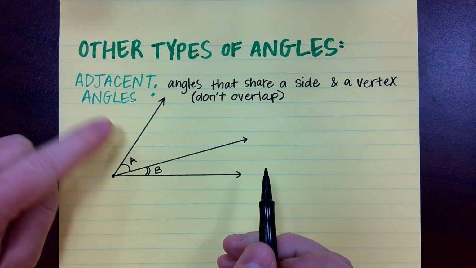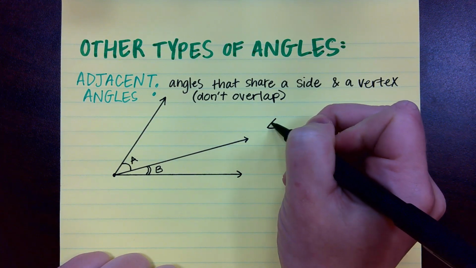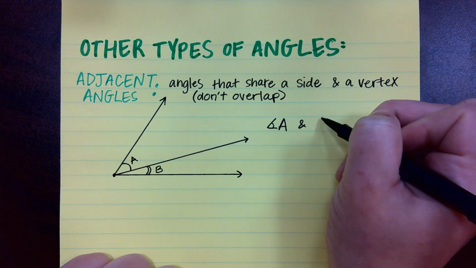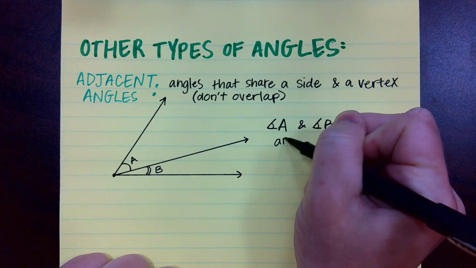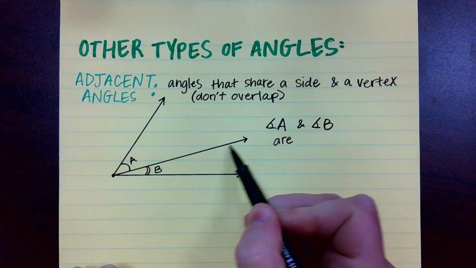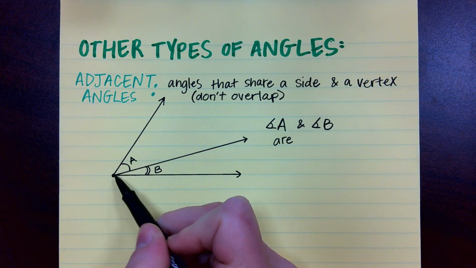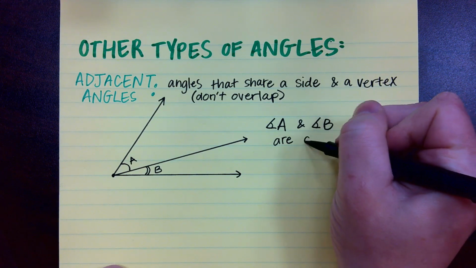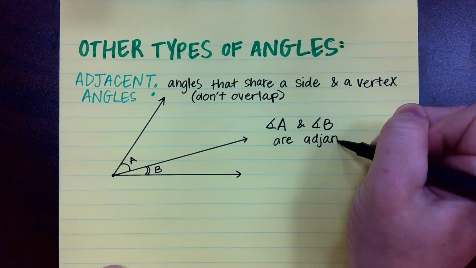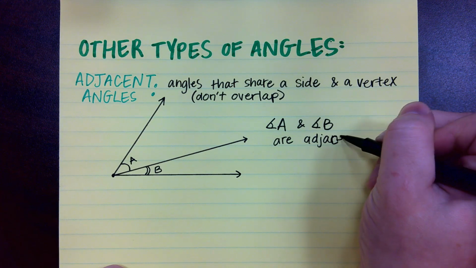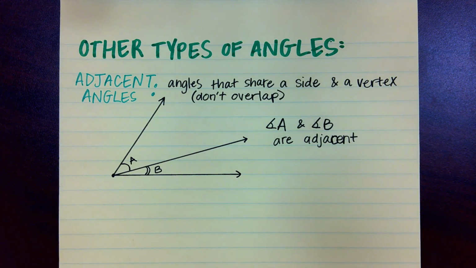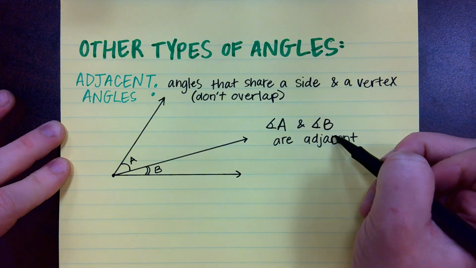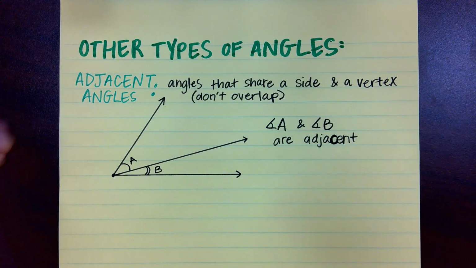So these, angle A and angle B, are adjacent angles because they're sharing this side right here, and they're sharing a vertex. They're connected. So that's just how we name those. I spelled it wrong. A, D, J, A, C, E, N, T. They are adjacent. Sorry, guys. I need to work on my penmanship. Writing a little neater for you.